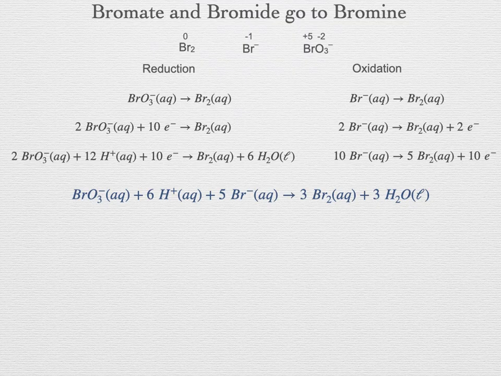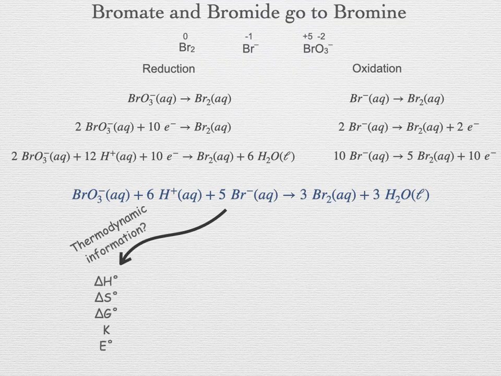What does this equation tell us about the thermodynamics of this reaction? Well, quite a lot actually. With formation data, we can find delta H naught, delta S naught, delta G naught, and from there we can find K, the equilibrium constant, and E naught, if we set it up in a cell. And what does this balanced equation tell us about the kinetics of the reaction? Not much at all. Now, this is an important thing to remember. The balanced overall chemical reaction equation tells us nothing about the kinetics of a reaction.